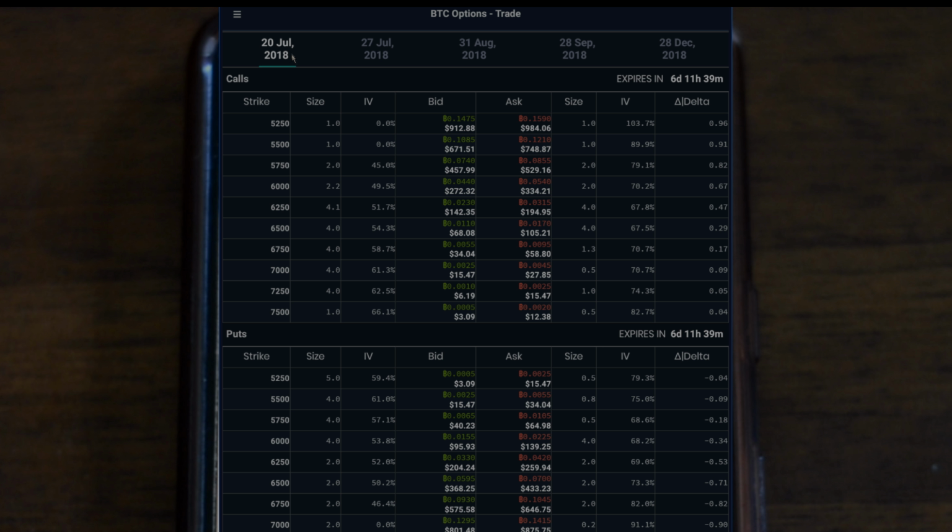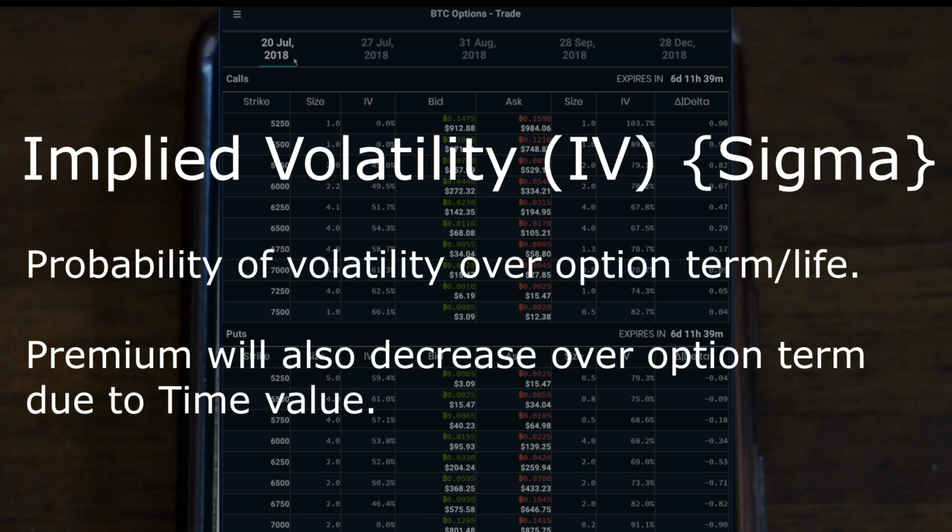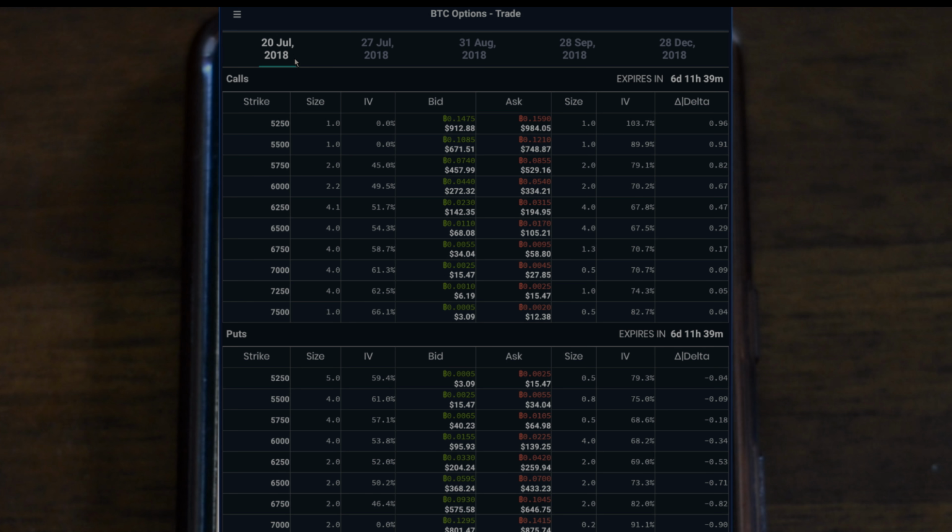The premium is the fees paid to exercise the option. This largely depends on IV or implied volatility. Let's do an example on the interface.